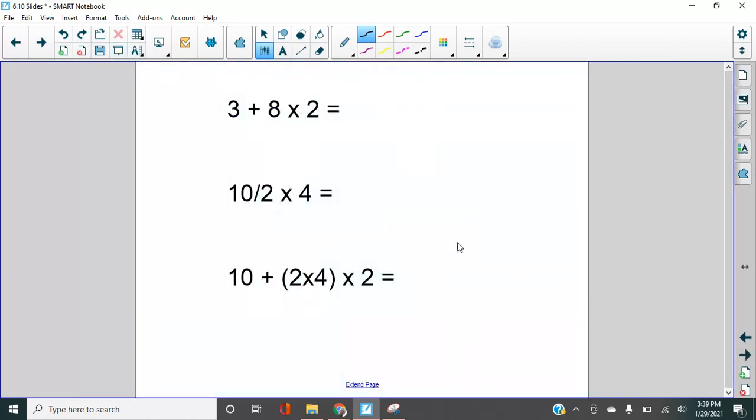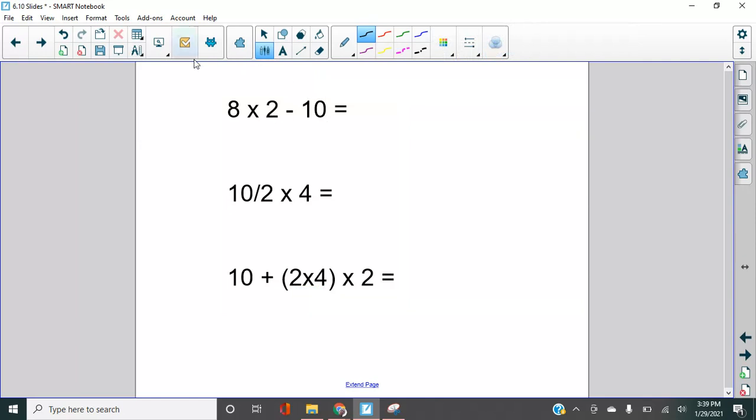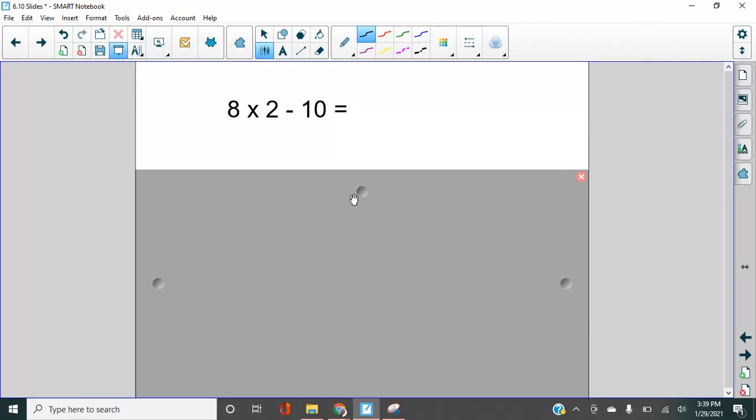Let's do some practicing where it's not written down. All right. You know what? We just did a couple like this. I'm going to switch this around on you. How about that? All right. First one is 8 times 2 minus 10.